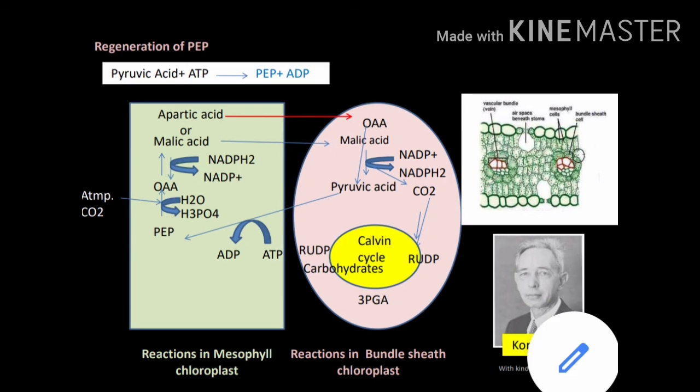The third reaction in the HSK pathway or C4 cycle is the regeneration of phosphoenol pyruvate. This pyruvic acid is transported back to the mesophyll chloroplast, where it is phosphorylated with one ATP molecule of light reactions to produce phosphoenol pyruvic acid in presence of enzyme pyruvate phosphate dikinase. We will see the reaction: pyruvic acid plus ATP in presence of enzyme pyruvate phosphate dikinase. There is a synthesis of phosphoenol pyruvate and ADP.